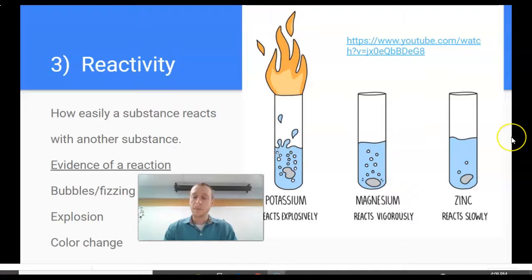So if you look over here, if we were to put zinc in water, zinc's a type of metal, put it in water, a little bit of a reaction, some bubbles. Put magnesium in water, we're going to get a lot of bubbles. But if you put potassium in water, you're going to get an explosion. Okay, so make sure you've got that in your notes.